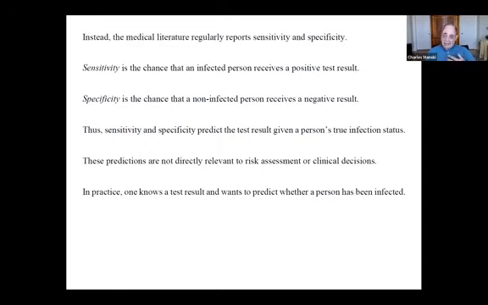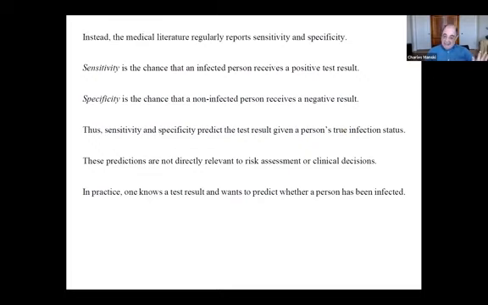So now if you ask, well, why do I care about this? The answer is you don't. Because in the real world, you don't know whether someone's infected or not infected. We don't want to predict their test result given knowledge of the infection. We want to do it the other way. We have the test result and we want to predict whether they're ill, rather than predicting the test result given knowledge of illness.